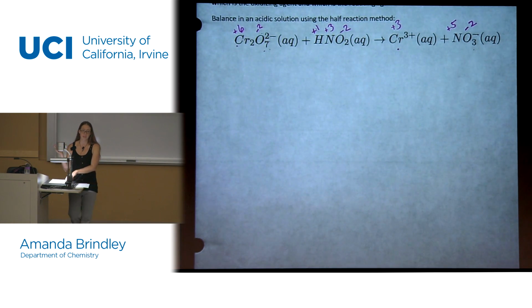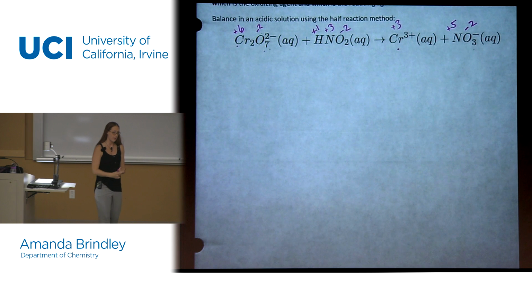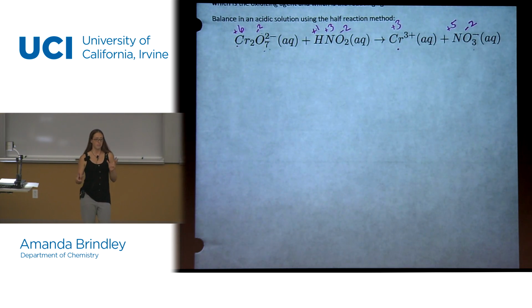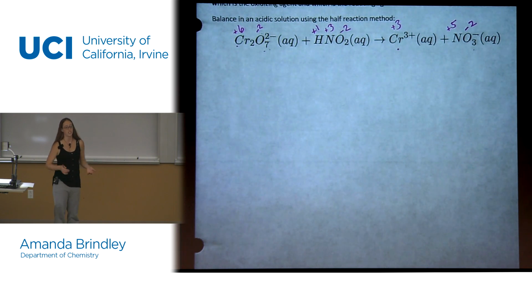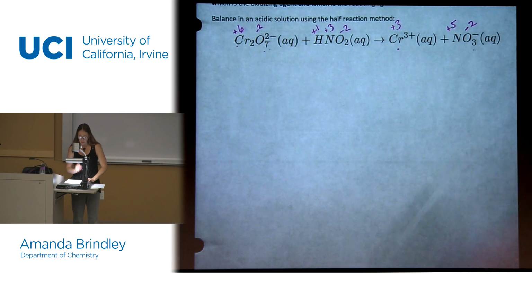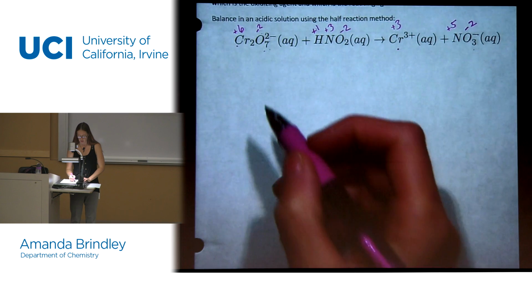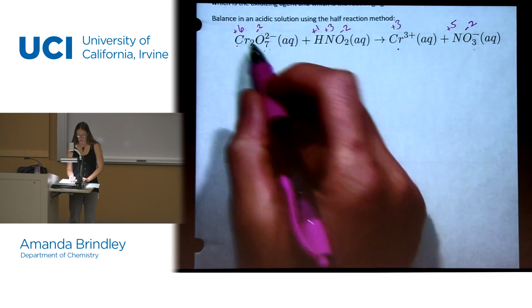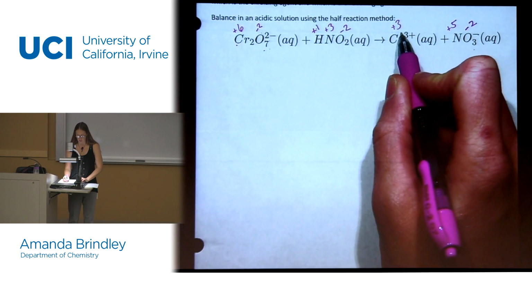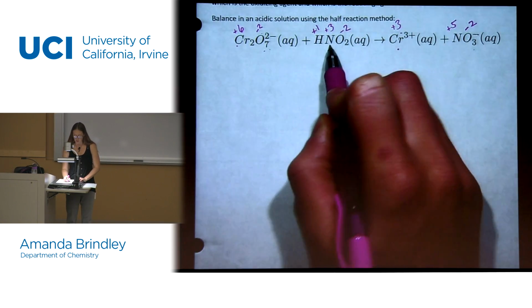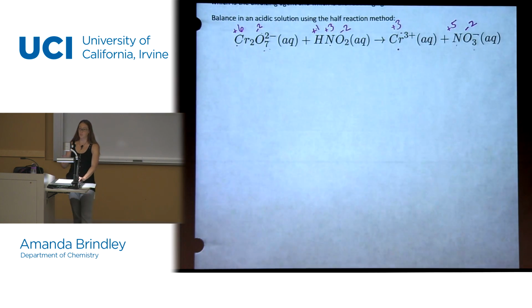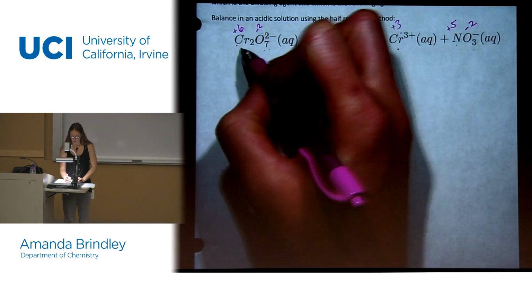When you're doing the half reaction method, you don't necessarily always have to be able to identify what's being oxidized, what's being reduced. You can solve the reaction without it, but it's a good practice to do anyways. So let's look at this. Which one is being reduced? Which one is going down in charge? Well, chromium's going from a 6 to a 3. Oxygen never really changes in this case. Nitrogen is going from a 3 to a 5. So which one's going down in charge? Chromium.